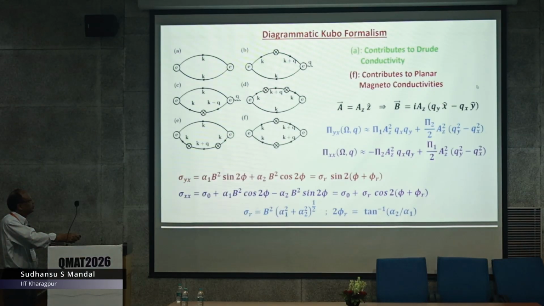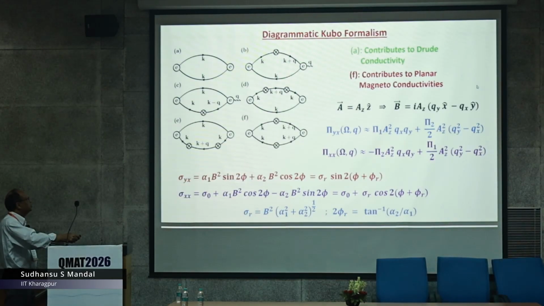So this is the magnetic field in the plane. If you expand this, we'll have two form factors, phi 1 and phi 2, in the quadratic order of the Q. So this is the one term and the other term. And if you expand pi xx, you have the same form factors, but with different coefficients: here it's pi 2, and there's a negative sign.